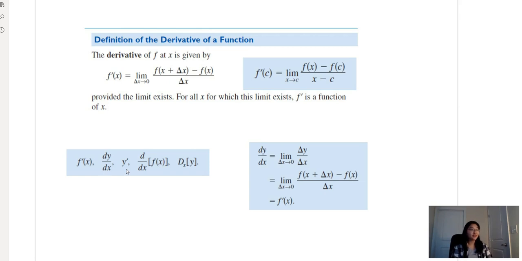Another way we can write that is using our other difference quotient formula, f prime at c. So now we're evaluating at a particular number c. C is a number. And we're looking at the limit as x approaches c of f of x minus f of c, which is a delta y, divided by x minus c, which is a delta x. Lovely. And provided this limit exists. So this limit has to exist, otherwise we don't have a derivative.